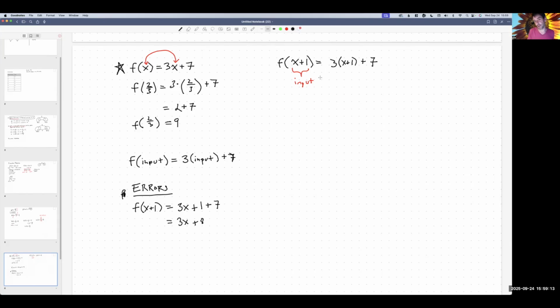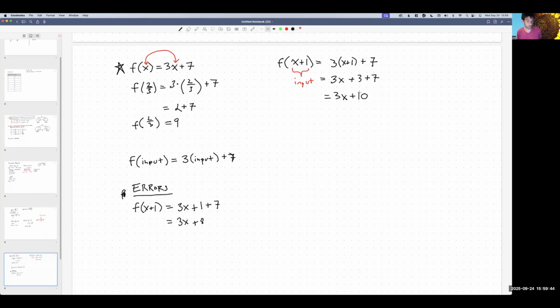So now let's come over here and do it the correct way, by multiplying the entire thing. 3 times x plus 1 gives me 3x plus 3, plus 7, or 3x plus 10, right? Notice, obviously, those are not the same result.